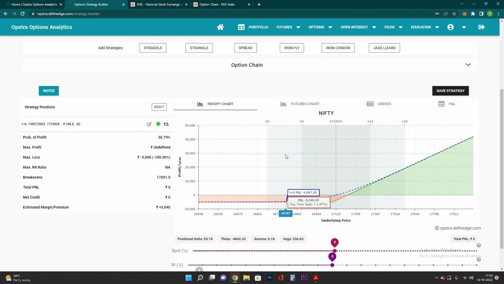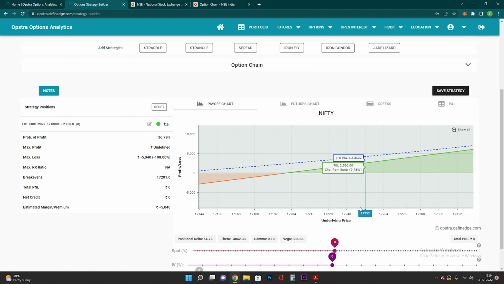So here I am getting the payoff chart for this option. One lot is 50 quantities, and 13th October is the expiry date. 17,100 is the call option strike that I have chosen, and the premium that I paid is rupees 100 for one quantity. The maximum profit you will get in this option strike when the market goes up is undefined, because the market can go at any place within 13th October. The break even point is the point where your profit starts at the expiry.